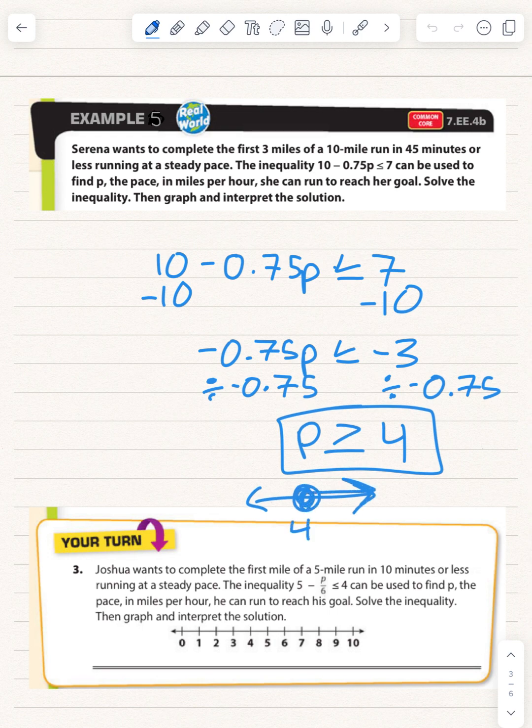This means Serena needs to run at least 4 miles an hour to complete the first 3 miles in 45 minutes or less of her 10-mile run. We're going to skip this problem.